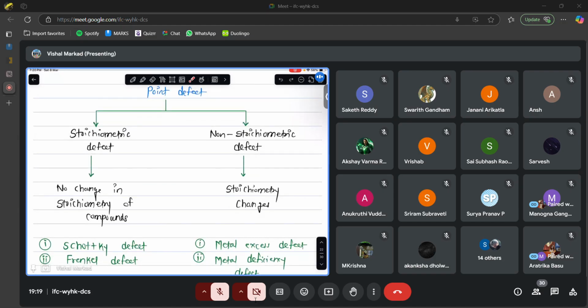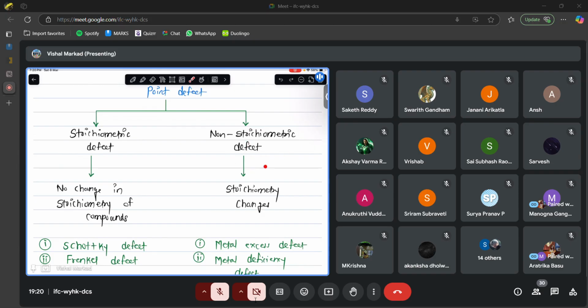Point defect is further classified as stoichiometric defect and non-stoichiometric defect. What is the difference between them? In case of stoichiometric defect, there is no change in the stoichiometry of the compound. It's like a perfect integer ratio will be there: NaCl 1:1, MgCl2 1:2. Perfect will be there, right?